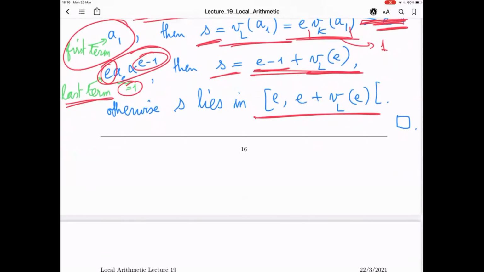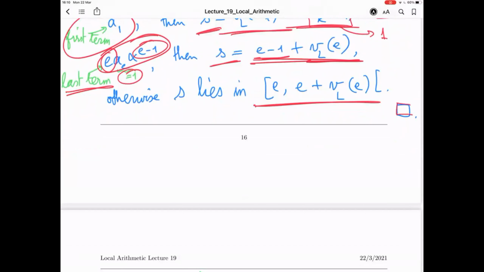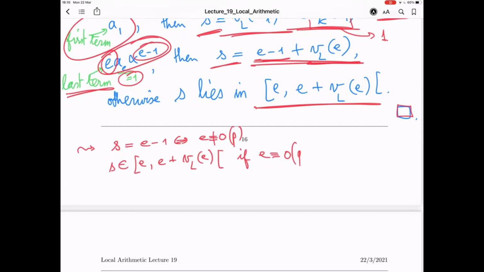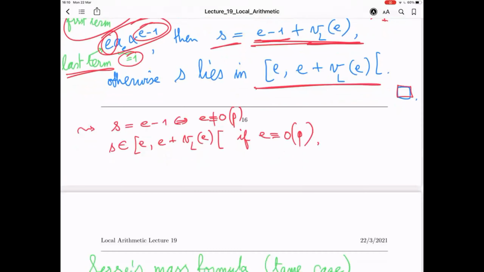So that proves the statement that the result is that the exponent of the different s is equal to e minus 1 if and only if e is prime to p, and s lies in [e, e plus VL of e] if e is divisible by p. That was the statement which we have now proved.